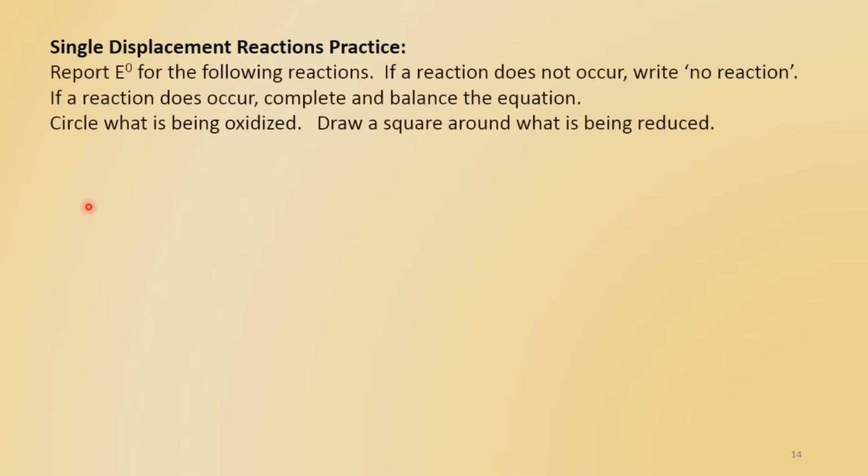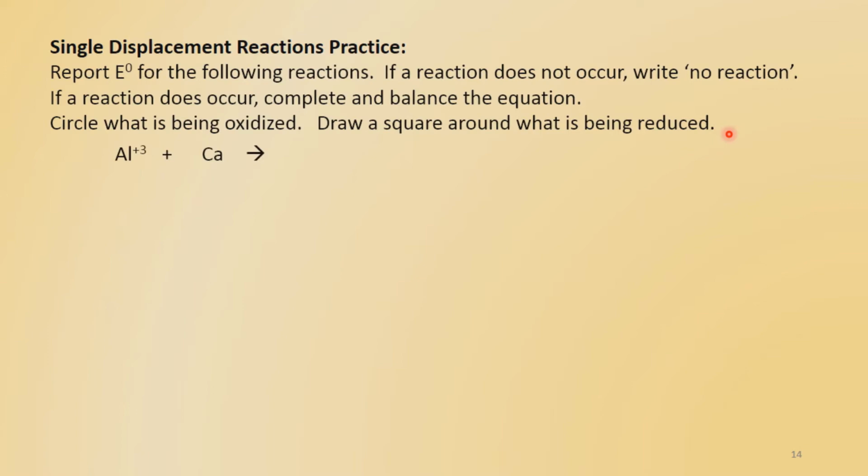Let's get some practice. Report the E0 value, E0 electrode potential, for the following reactions. If a reaction does not occur, write no reaction. If a reaction does occur, complete and balance the equation. Circle what's being oxidized, draw a square around what's being reduced.